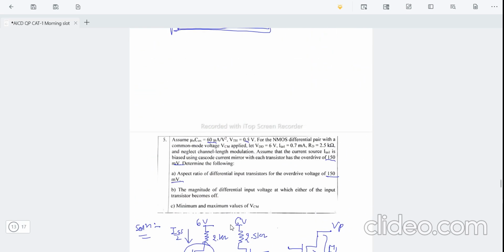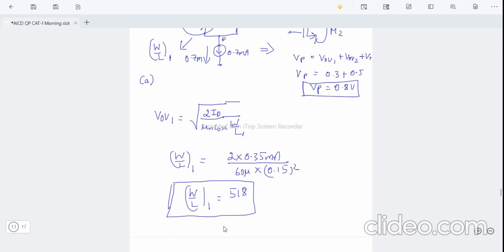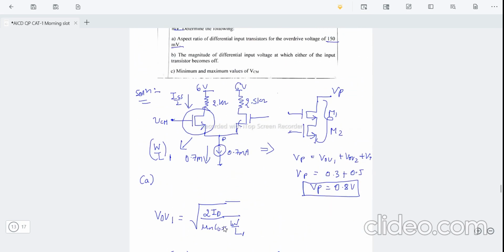Let us move to sub question B. It is asking about the magnitude of the differential input voltage at which either of the input transistors becomes off. So when one of the transistors becomes off, for example here, when this becomes off, the current through this, I'll call it ID2, will be equal to 0. So here the current ID1, which is the entire current, is flowing through this MOSFET itself when this is off. So ID1 would then be ISS, which is 0.7 milliamperes.